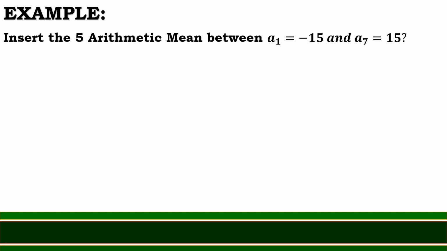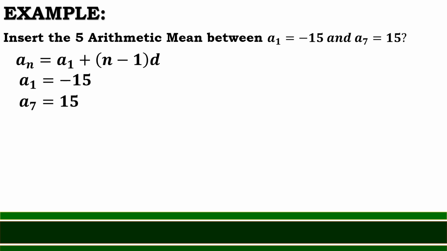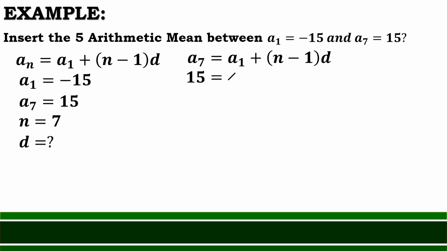Another. How about this? Let's try to insert 5 arithmetic mean between a sub 1, which is negative 15, and a sub 7, which is equal to 15. So, gamitin ulit natin yung formula. A sub 1 is negative 15, a sub 7 is 15. So, dahil given naman yung last term natin, may possible value tayo ng n, which is equal to 7. Then let us all solve for d.